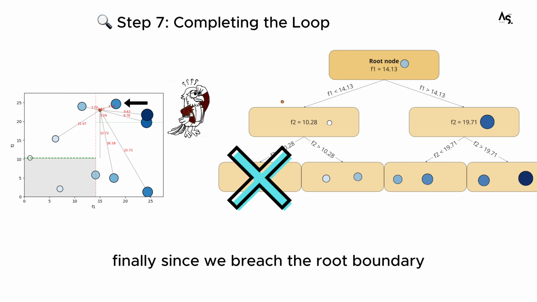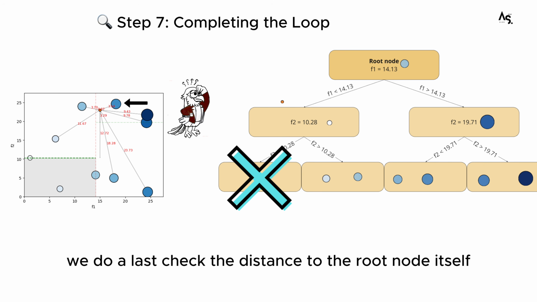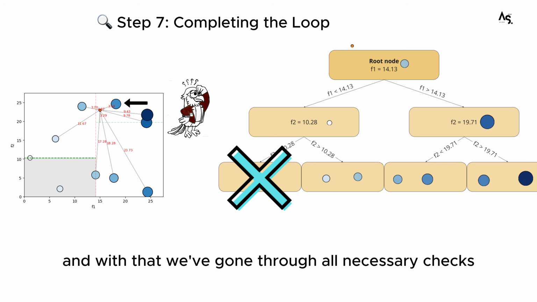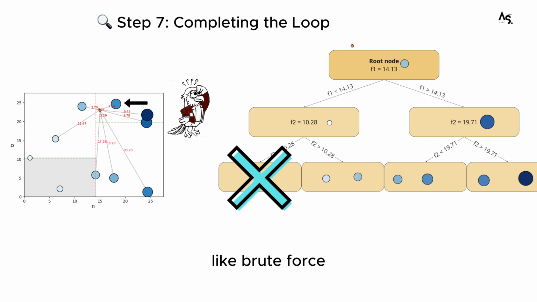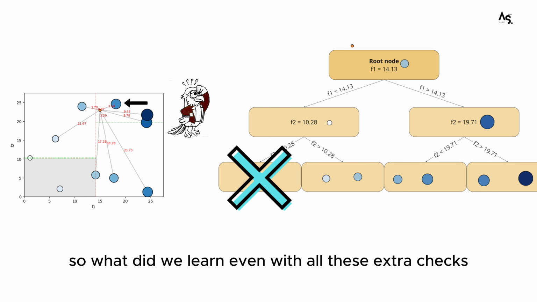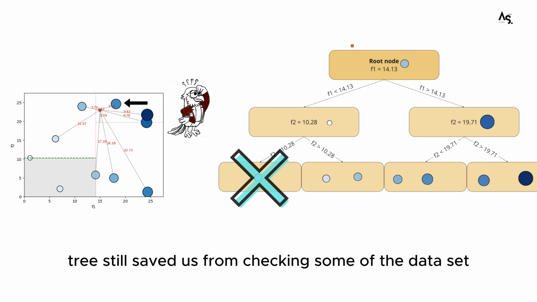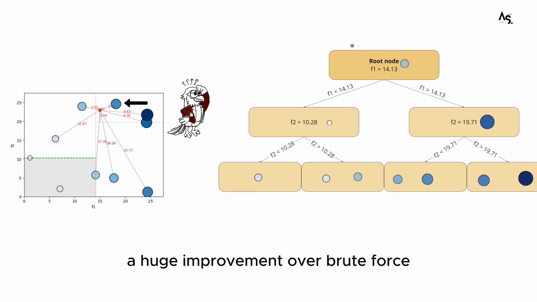Finally, since we breached the root boundary, we do a last check, the distance to the root node itself. And with that, we've gone through all necessary checks, without scanning every single data point like brute force. So, what did we learn? Even with all these extra checks, our deeper KD tree still saved us from checking some of the dataset, a huge improvement over brute force. This is the true power of KD tree. It doesn't just find neighbors, it smartly avoids wasting time on unnecessary calculations.